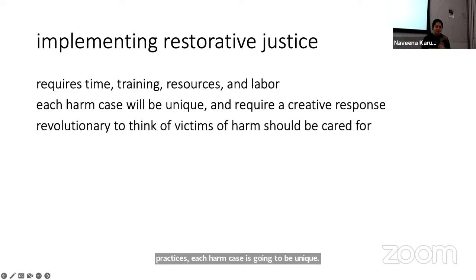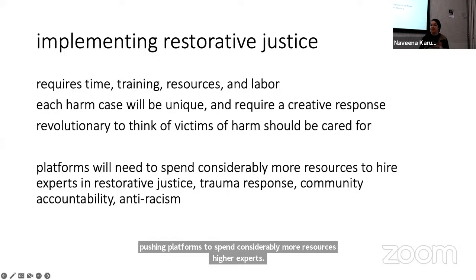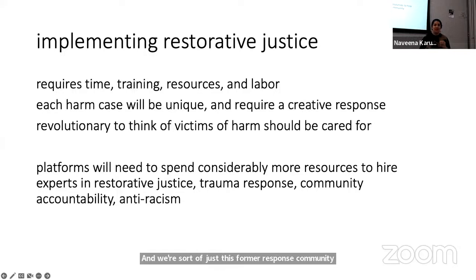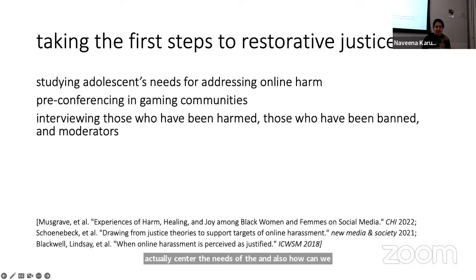And I actually think that it's quite revolutionary to think about the people who have been harmed, who are usually the lowest powered people in any given community, as the people who we should put at the center and care for. And so we need to think a lot more about pushing platforms to spend considerably more resources, hire experts in restorative justice, trauma response, community accountability, anti-racism, and think about how do we implement structures that can actually center the needs of the people who are harmed. And also, how can we redirect resources to outside organizations and victim support groups?